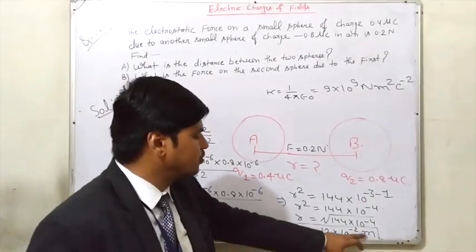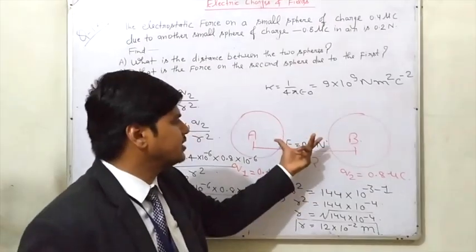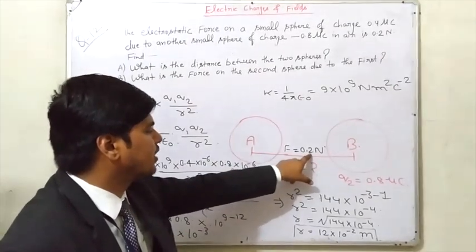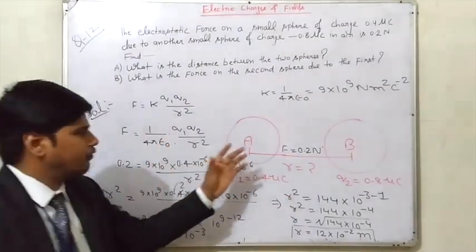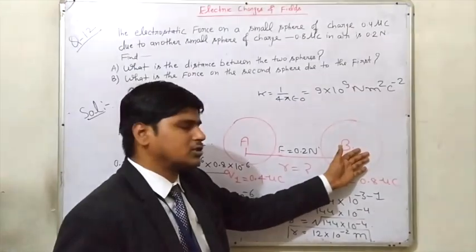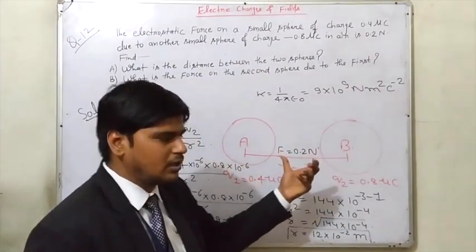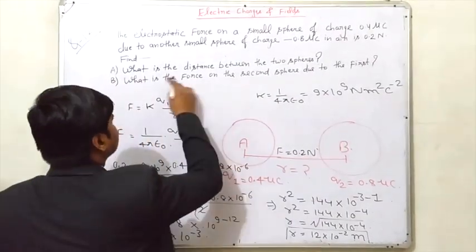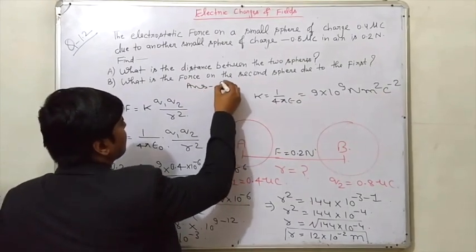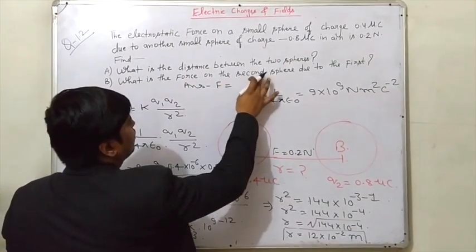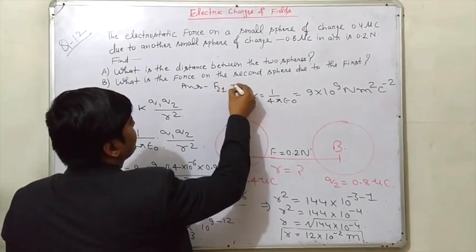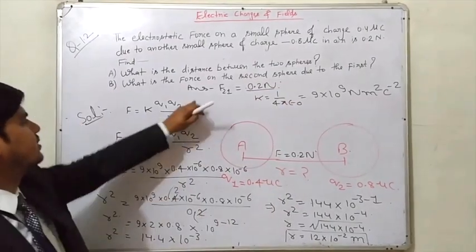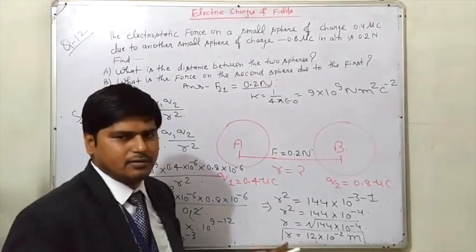12 into 10 to the power minus 2 meter is the distance between the two charged spheres, and the force between the two charged spheres is F equal to 0.2 Newton. Both the forces are equal: the force on 1 due to 2, and the force on 2 due to 1. So the answer of the second part is F on 2 due to 1, that is 0.2 Newton. Okay students, that is the answer of the second part, and this answer is of the first part.